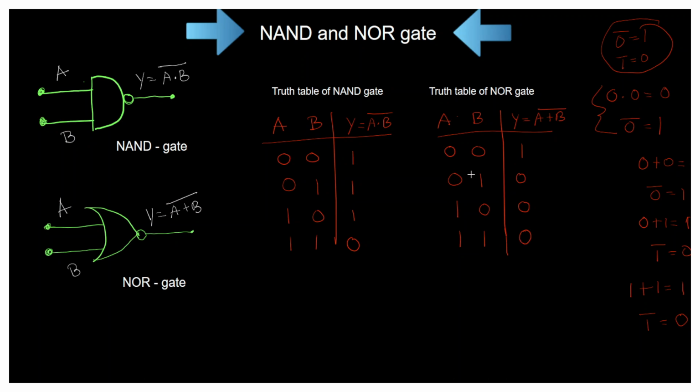Okay, so now we have constructed the truth table for NAND gate. This is the truth table of NAND gate and this is the truth table for NOR gate. In the next video, we are going to learn about XOR gate and XNOR gate.